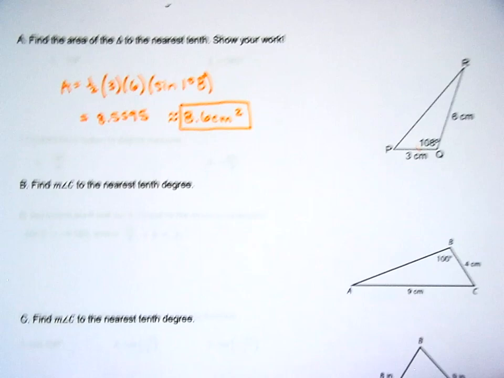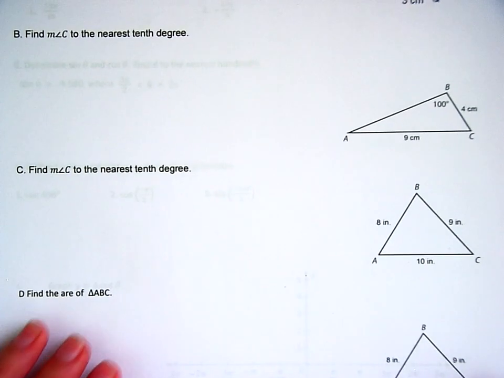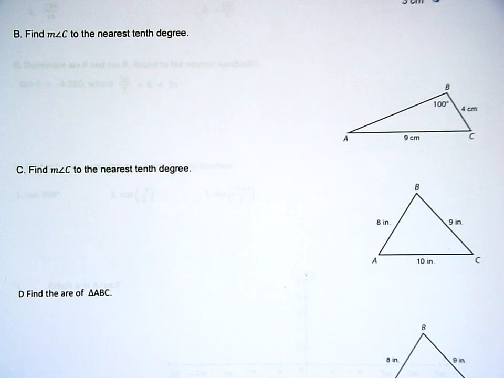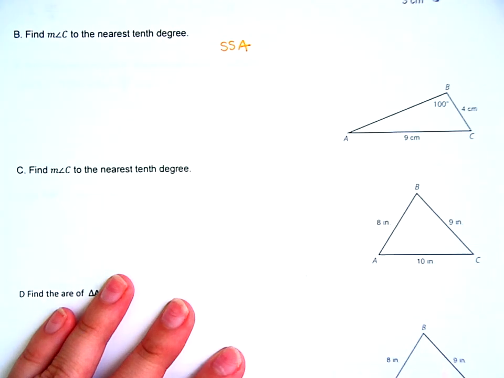All right, next one, we are finding the measure of an angle. This is when we ask ourselves if we're going to be using law of sines or law of cosines. Now, law of sines is what we're going to use for this problem, and that's because we have an angle, side, side. Now that should also tell you something else. When we have angle, side, side, I'm going to write it the other way so it's appropriate.